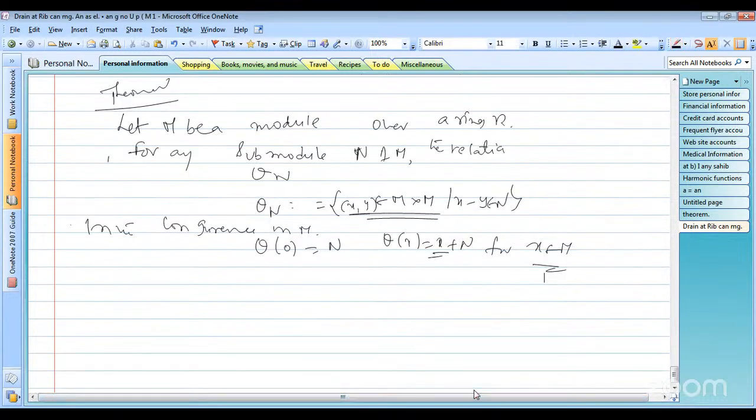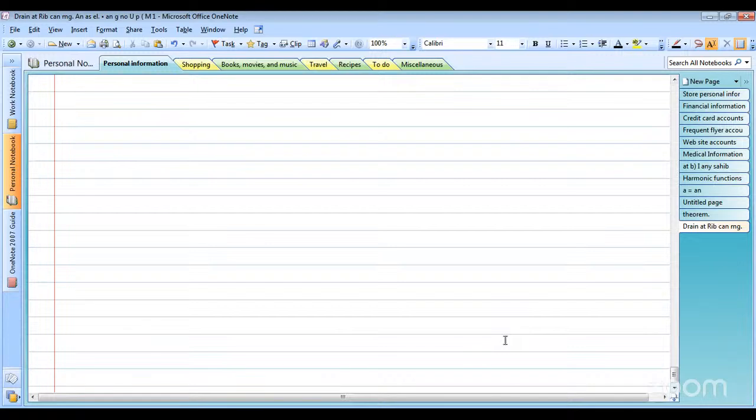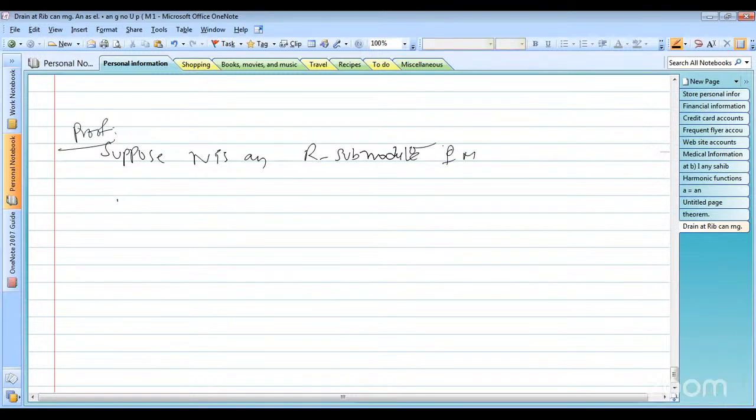This is the whole statement, which I have written here. Theta is equal to the set of (x, y) in M cross M such that x minus y belongs to N, and theta of x is equal to x plus N for all x belonging to M. Then for the proof, suppose N is a submodule of M.